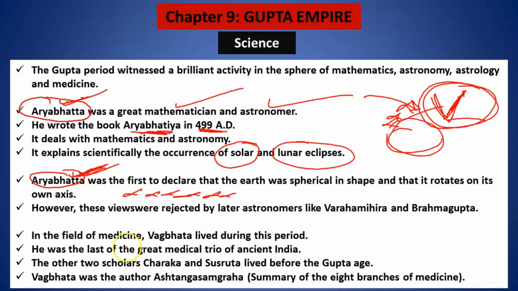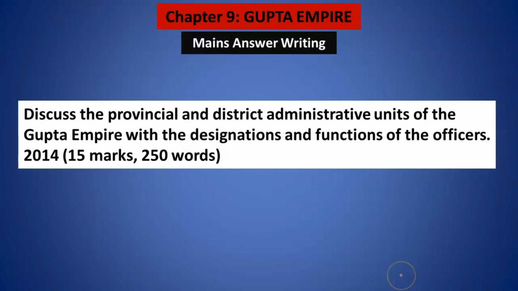Very important. In the field of medicine, there were three great medical people. Charaka and Susruta, these two were before the Gupta age. Vagbhata, the third person who worked in the field of medicine, lived during the Gupta period. This is what he had written, which has the summary of the 8 branches of medicine.